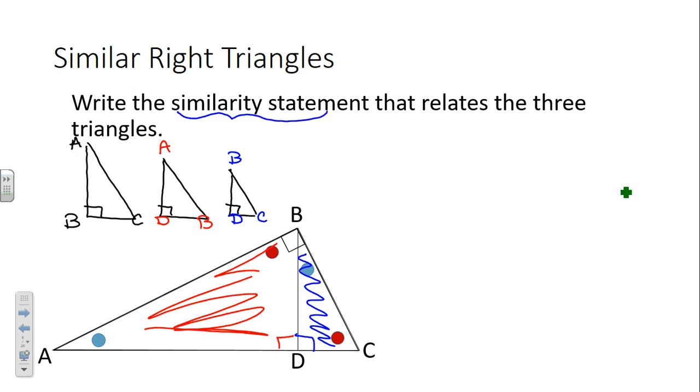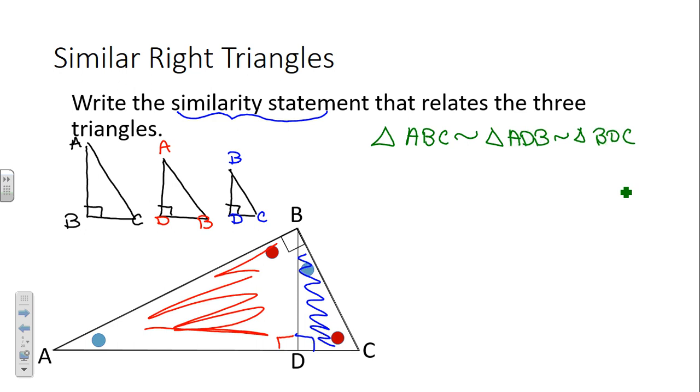Triangle ABC is congruent to triangle ADB. Similar. No, they're not congruent. They're similar. ABC is similar to ADB, which is similar to BDC. The order matters once you set the first one, right? Once you choose how to name the first triangle.